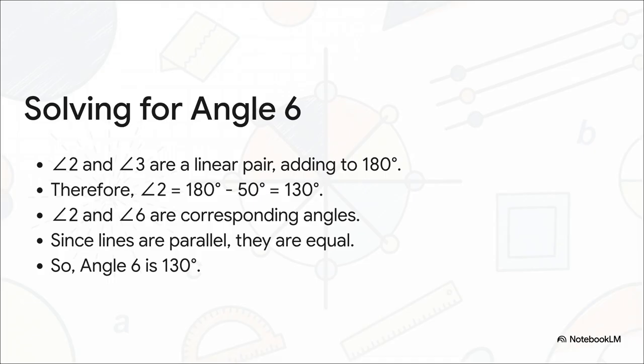First off, look at angle 2 and angle 3. They're sitting on a straight line, right? That's a linear pair, so they have to add up to 180. If angle 3 is 50, then angle 2 has to be 130. Now look at angle 2 and angle 6. See how they're in the same spot at each intersection? They're corresponding angles. And since we know the lines are parallel, we know corresponding angles are equal. So what does that mean? It means angle 6 has to be 130 degrees too. Done. No measuring, no guessing, just pure logic.